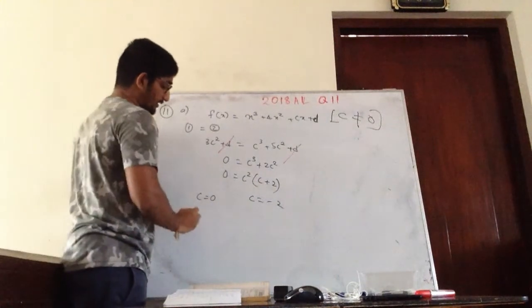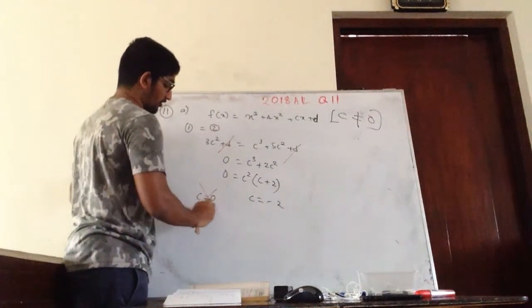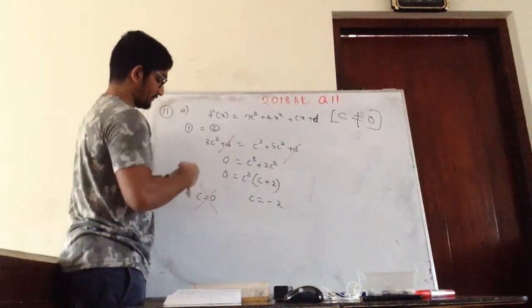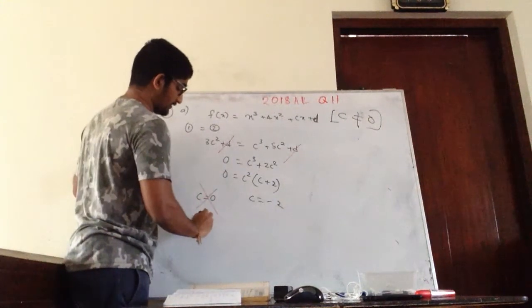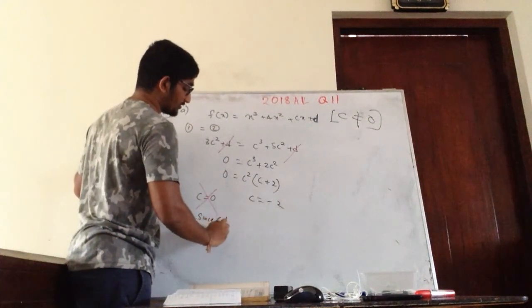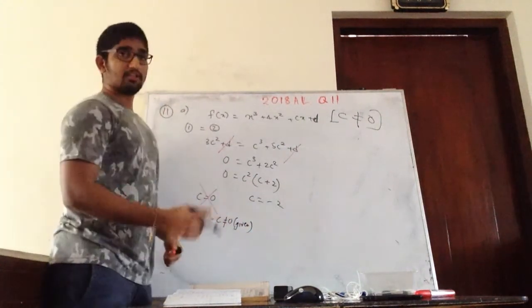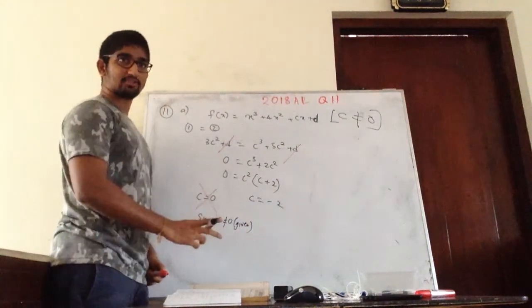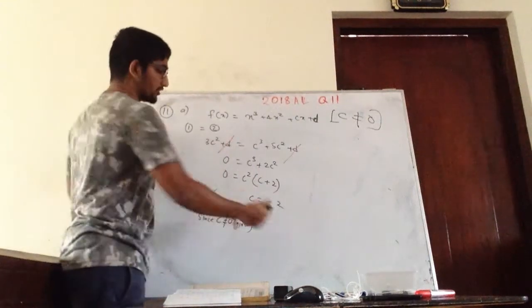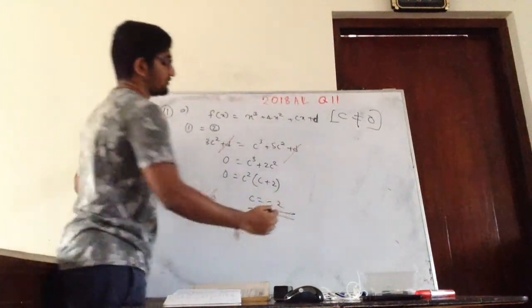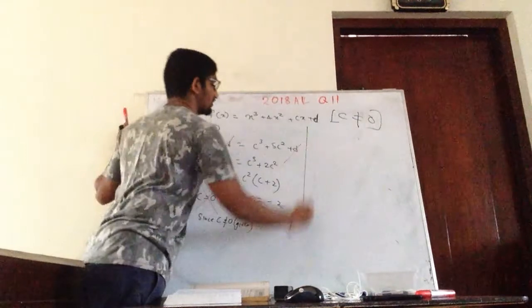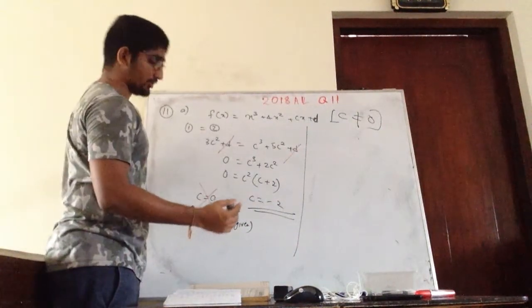But this is cancelled off since c is not equal to 0 given, because they have given that c is not equal to 0. So the answer will be c equals minus 2. Then they are asking d, no?